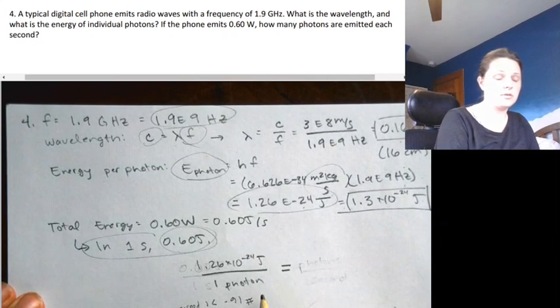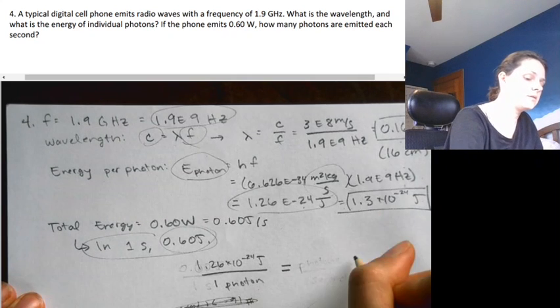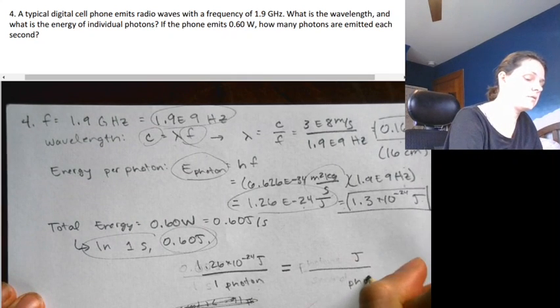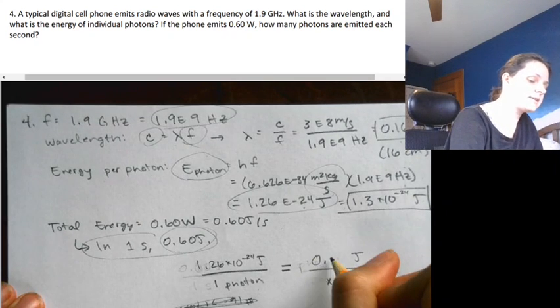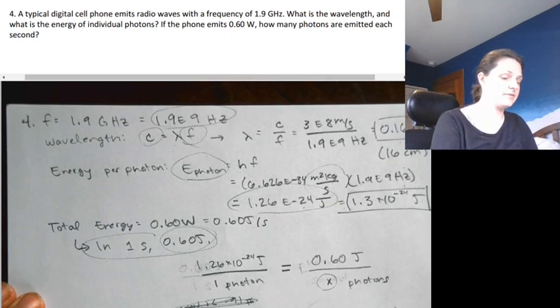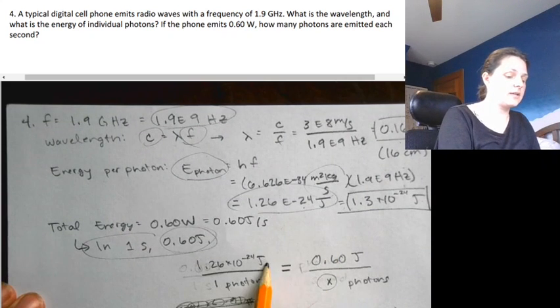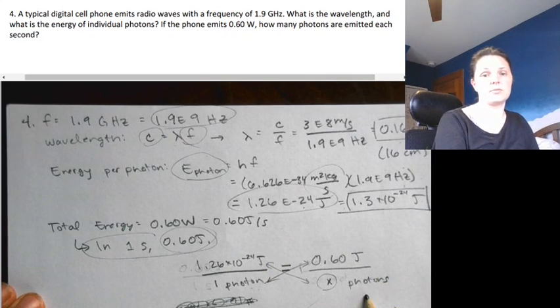Now we'll set it up as a ratio, right? As long as the units are joules on the top and photons on the bottom, then I can do this. And now I will say that I have equals 0.60 joules in however many photons that I'm looking for. To solve for x, we need to cross multiply. But I think hopefully you can see this ratio here, right? There's that many joules in one photon, so there's 0.6 joules in however many photons we're looking for.